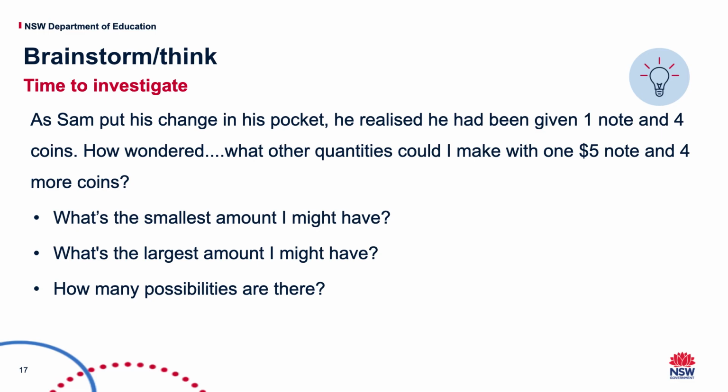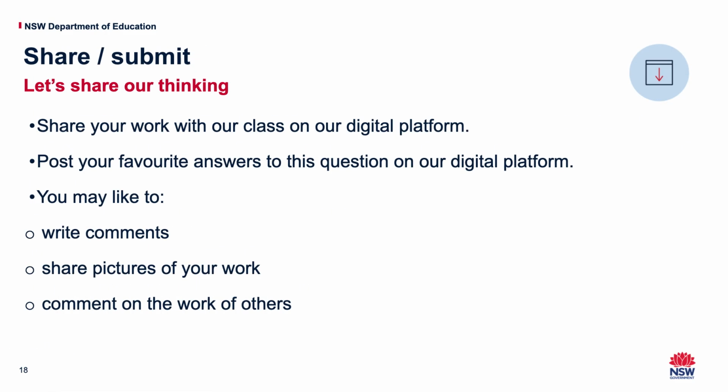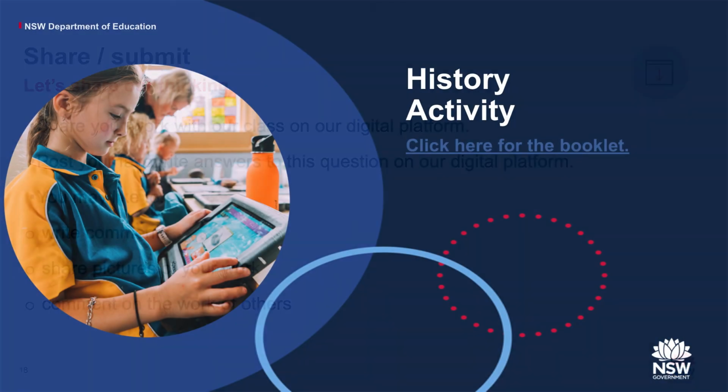If he has 4 10-cent coins, that's 40 cents. If he has 4 20-cent coins, he has a $5 note plus those coins. Think of all the possibilities and then tell me what's the smallest one and what's the largest one. And then you can share that to Class Dojo.